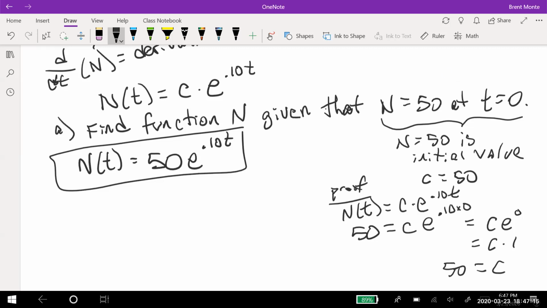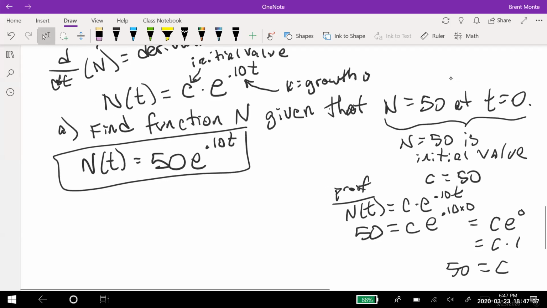Again, you don't have to prove that. You can just remember that this value C is my initial value, and this number here, K, is the growth rate.